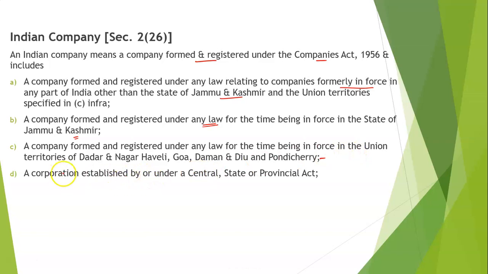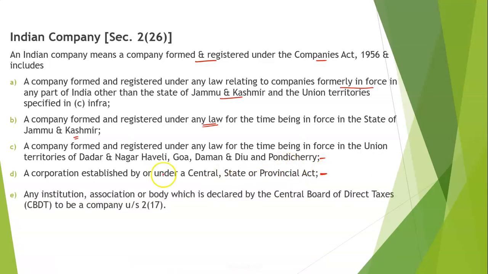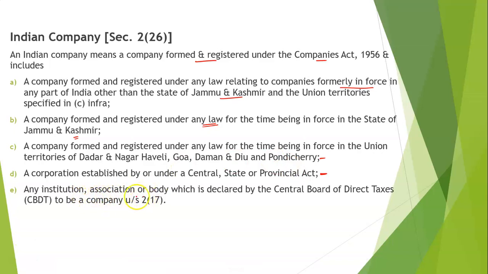Next, a corporation established under a central, state or provincial act. Any corporation set up as per the central, state or provincial act. And finally, any institution, association or body which is declared by the CBDT to be a company under section 217, just how we saw previously. If the CBDT says this institution, association or body is to be considered as an Indian company, then they will be an Indian company. Alright, simple.